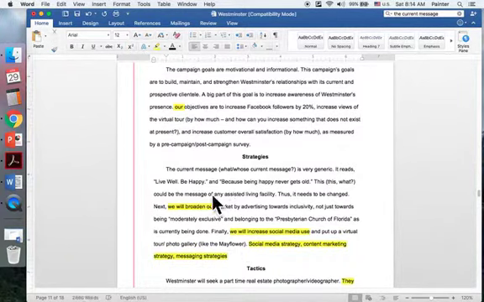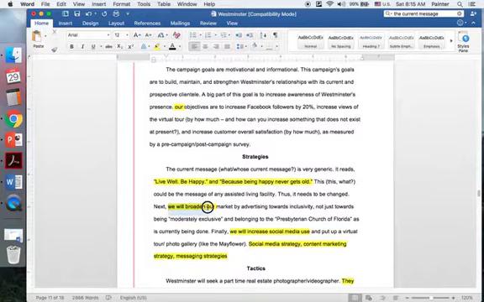This doesn't make a lot of sense. The current message is very generic. We don't know whose message or where it is. It reads, live well, be happy, period, because being happy never gets old. Anytime you use quotes, you need a citation, right? This could be the message of any assisted living facility, thus it needs to be changed. That sentence doesn't have any information in it. We don't know what it is.